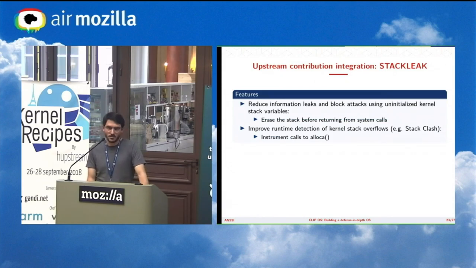The third feature is StackLeak. It's mostly a GCC plugin, part GCC plugin, part change in the kernel, to reduce information leaks and block some kinds of attacks that use uninitialized kernel stack variables. It does it by clearing the stack upon return at the end of system calls. And one of the things that was part of the patch until just the latest version is some improvements to the instrumentation added to the call to detect kernel stack overflows.